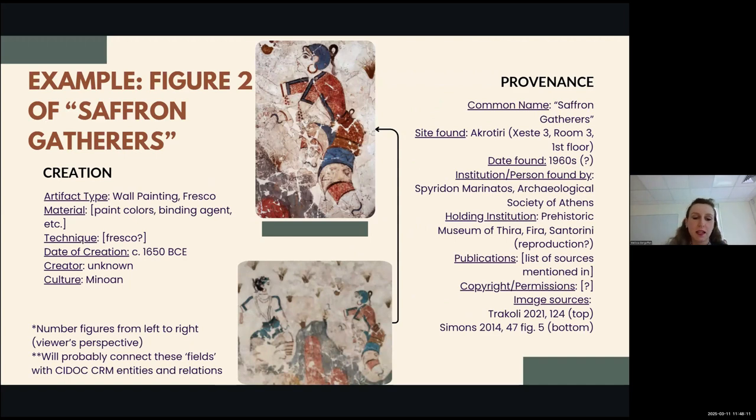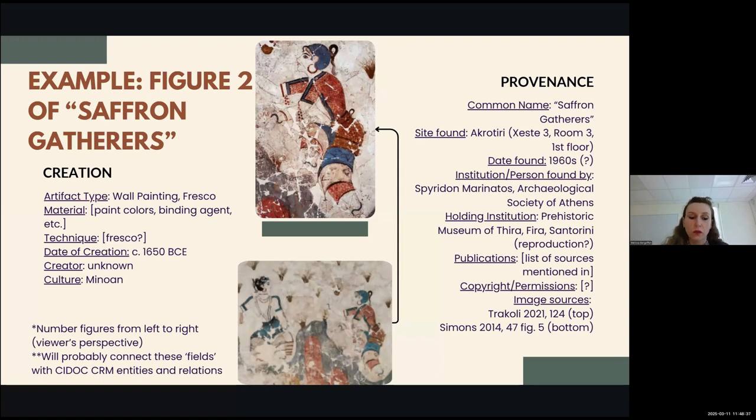With that being said, I'll give a very surface level example of how I plan on executing this ontology. So here's one of the wall paintings that I'll use with this project, commonly known as the Saffron Gatherers. On this slide is all of the creation and provenance metadata for it, though I must admit the research I did to gather this data was very brief, so the information itself might not be as specific or accurate as the final product will be.